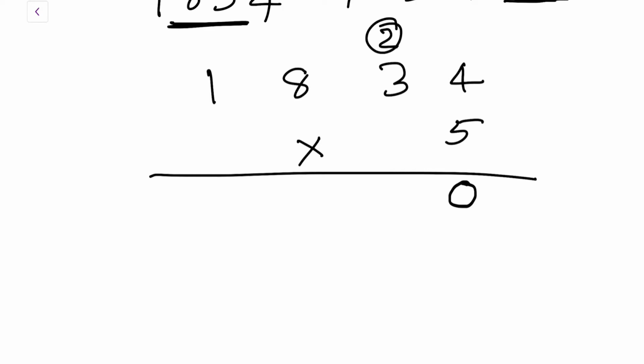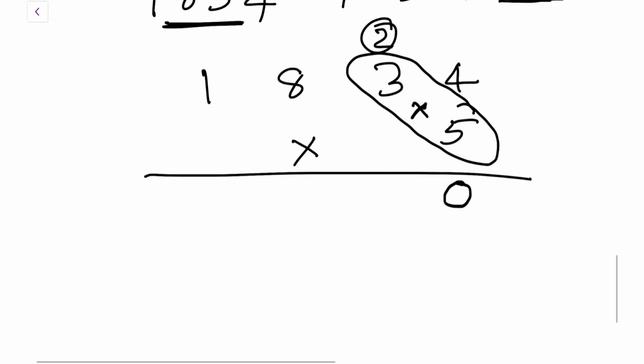Now the next step is to do the tens place. Multiply 5 into 3. That's right. 5 into 3 is 15. But we also have 2 carried over. So we just have to add 2 to 15. That is 15 plus 2 is 17. So 5 3s are 15, 15 plus 2 is 17. So we write 7 here and again carry over 1.